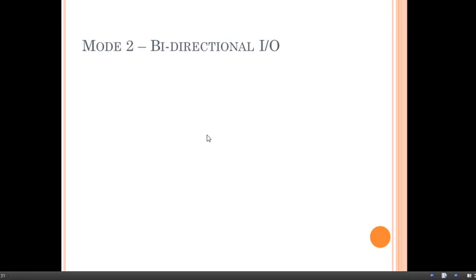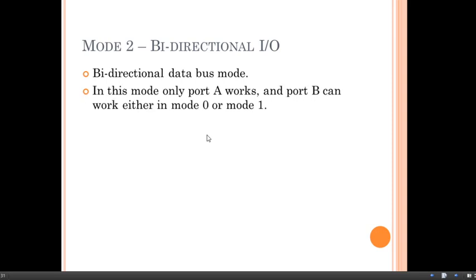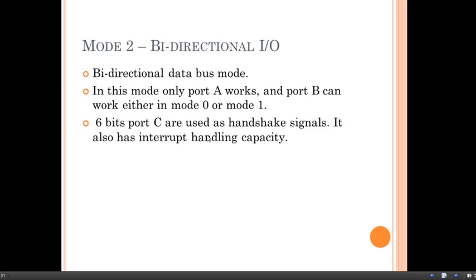Now the second mode is bidirectional strobed input output mode. This is also called bidirectional data bus mode. In this mode, only port A works and port B can work either in mode 0 or mode 1. 6 bits of port C are used as handshake signals. It also has interrupt handling capacity.